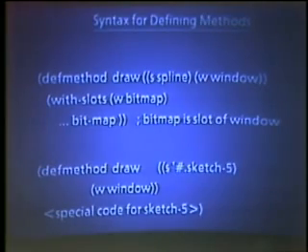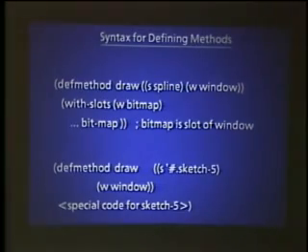The next piece of syntax shows what happens if you wanted to actually have some special code for drawing sketch 5. Okay, so for example, suppose every time you wanted to draw sketch 5, what you wanted to do was blink the window, because that was a very important sketch. So every time you redrew it, you might want to make it apparent to the user that you were redrawing this particular sketch. So that's why you might want to have some particular way of doing this.